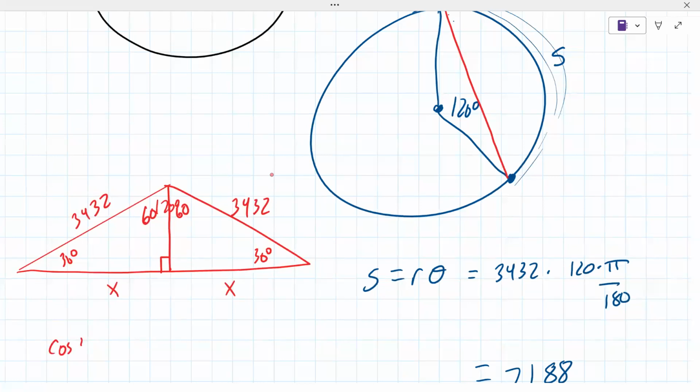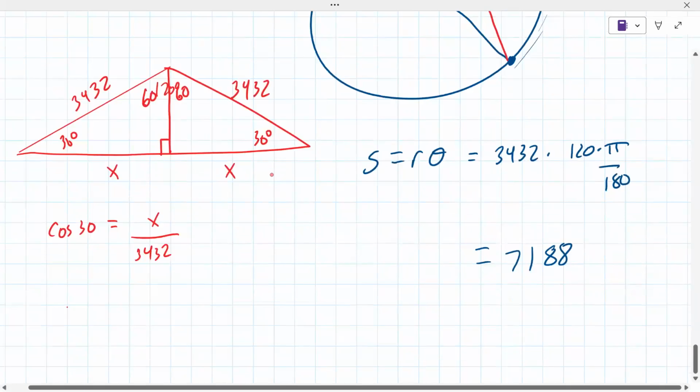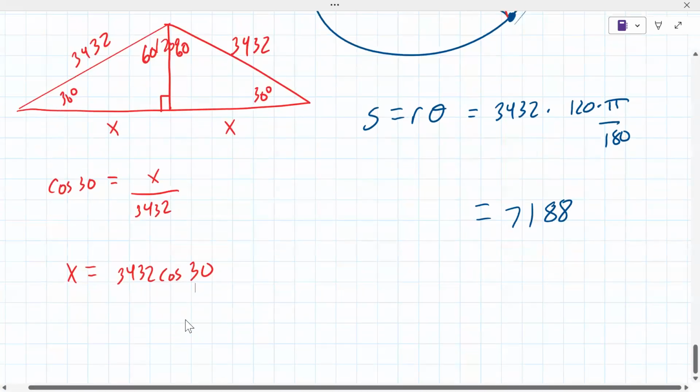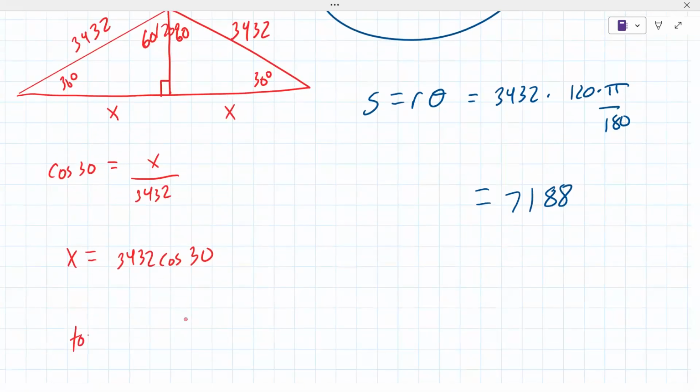So the cosine of 30, doesn't matter which triangle you use, is X over 3432. So X is 3432 cosine 30, and that'll give us half. Then we're going to double it to get the other half. So go ahead and calculate this, and then we'll get the total for the tunnel.